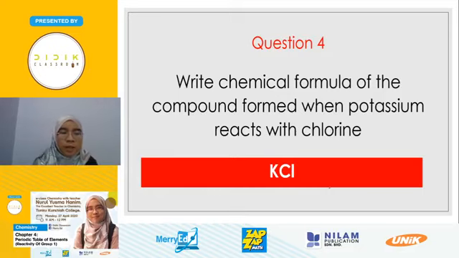Okay, the correct way to write the formula is: K is a capital letter, C is a capital letter, and l is a small letter. If you write it like this, it is wrong.